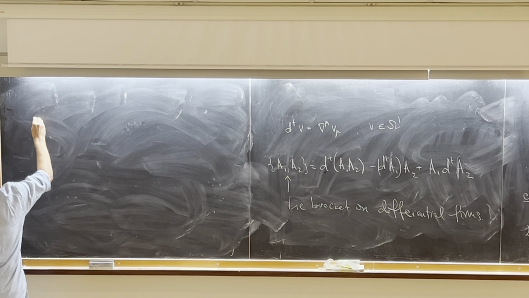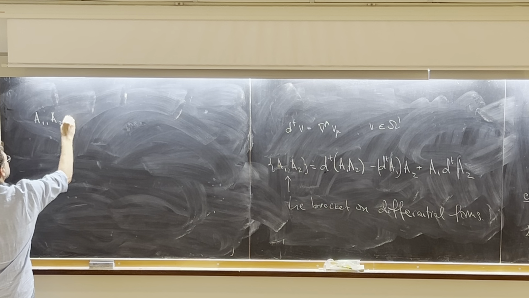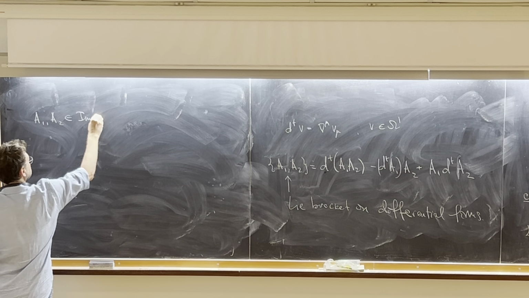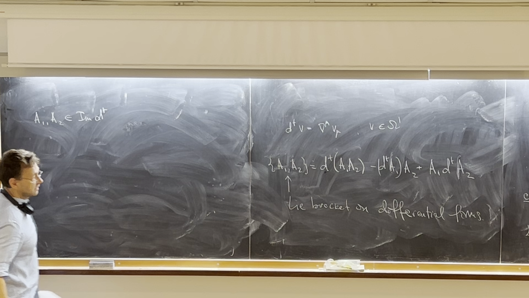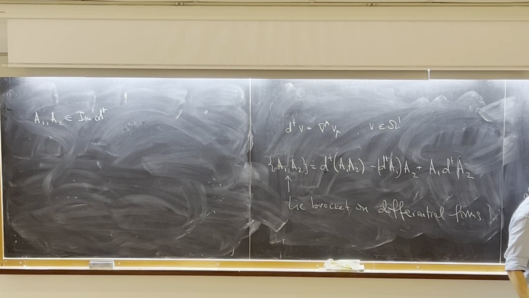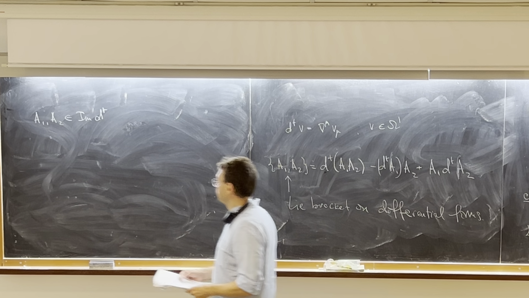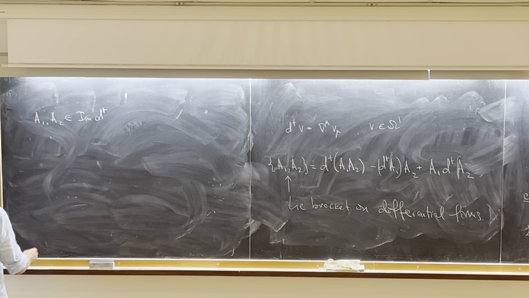So imagine I have two forms, A1 and A2. For the moment, I will discuss the image of d dagger, and the difference is not that big. It's just the kernel of the Laplacian, but on flat space these two spaces are the same. Okay, so what I can do is the following.